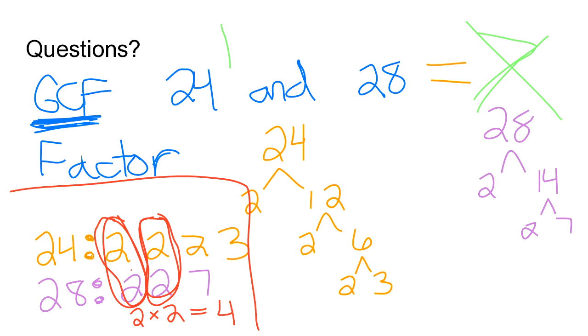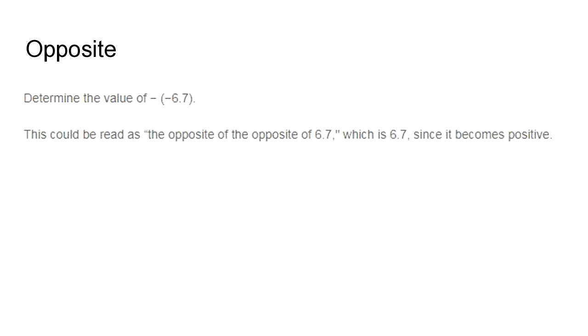No questions? All right. So let's move on to least common multiple. So now a multiple and least. We're finding the smallest number that both of these numbers can go into. So I'm going to use 9 and 12. Exactly. The greatest common factor is the greatest number that can go in both numbers, and this is the least number that these can both go into.